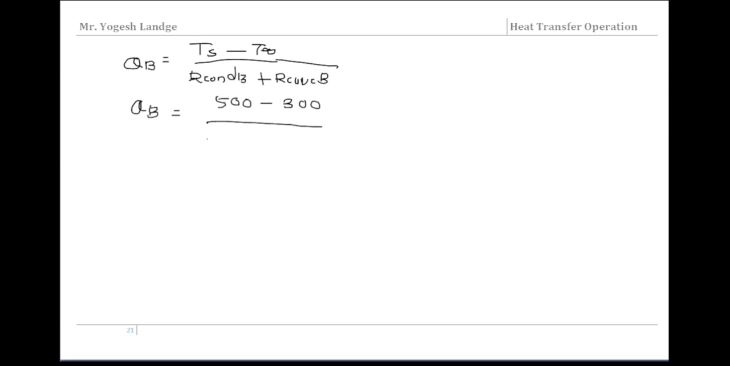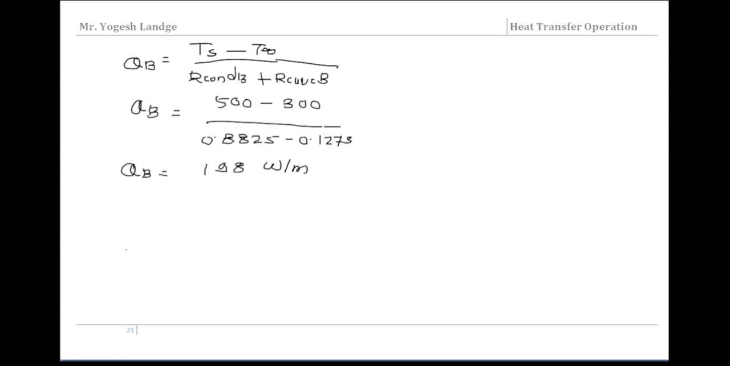For the B it is 0.8825, and for R convection B, it is again 1.273. So we got a value of the heat loss from the B section, which is around 198. So here we have the heat losses from section A and section B.